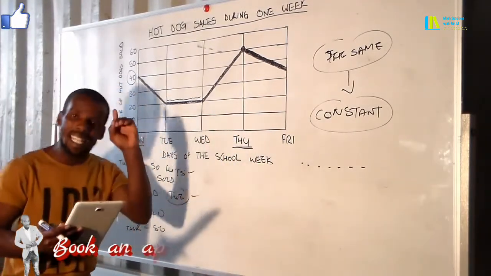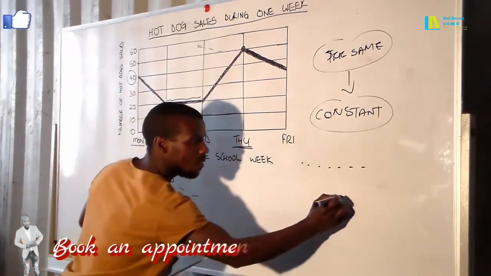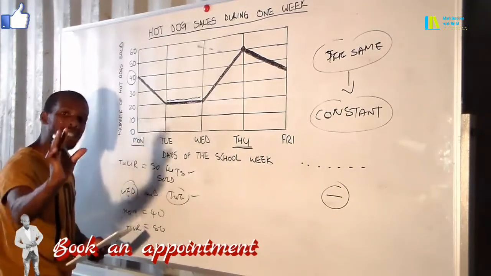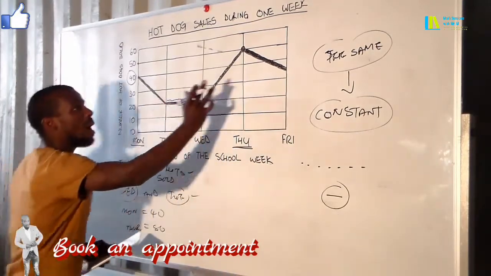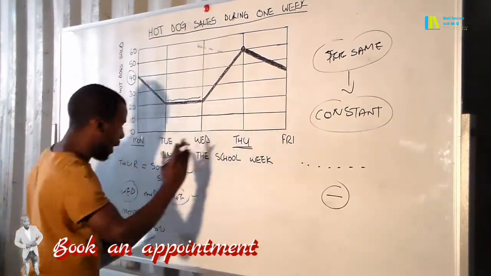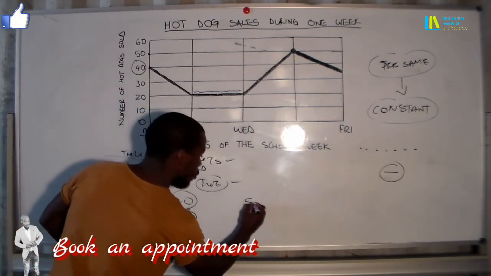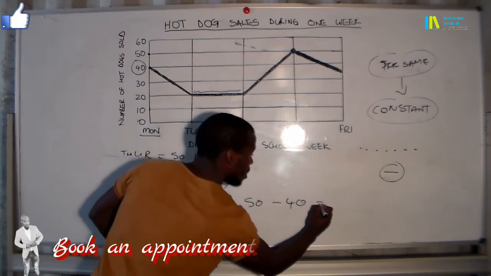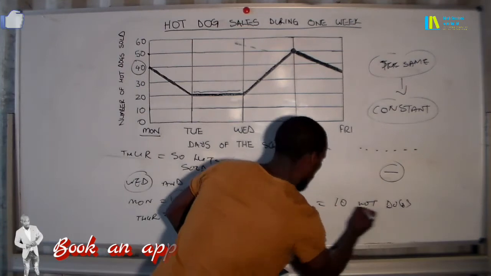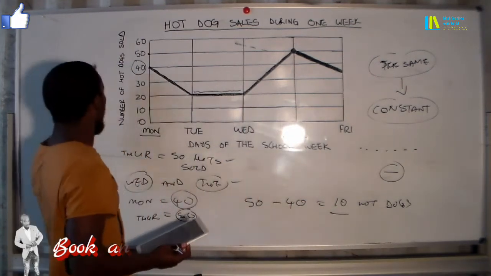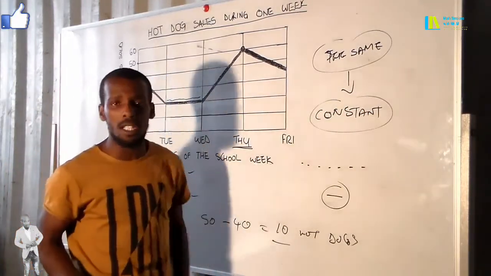But the question says, let us calculate the difference. The difference is the negative sign, the minus. When you hear the word difference, they are asking from you what is the number that is separating these two numbers? Between 50 and 40, the difference is 50 minus 40, which is equal to 10 hot dogs. So the difference is 10 hot dogs. So we have now studied and illustrated this graph easily and straightforwardly.